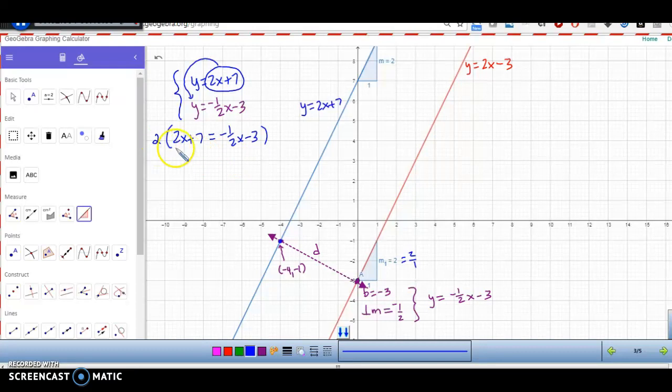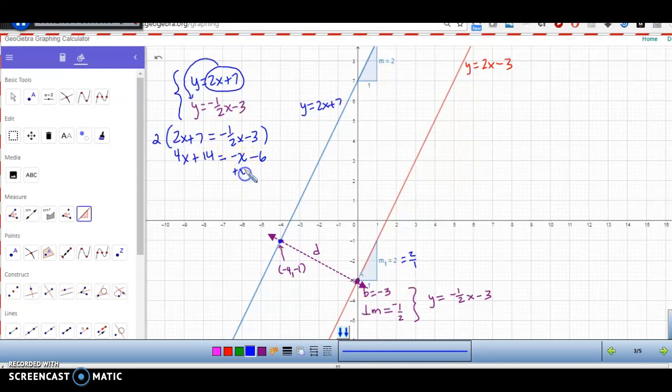So if I double this entire equation, multiply everything by 2, it becomes 4x plus 14 equals -1/2 times 2 is going to be -1, or just the opposite of x, minus 6. Now, I haven't changed any of the solutions. By doubling all of the equations, since I doubled everything, the solution will remain the same. The x solution to this equation and the x solution to this equation will be the same.